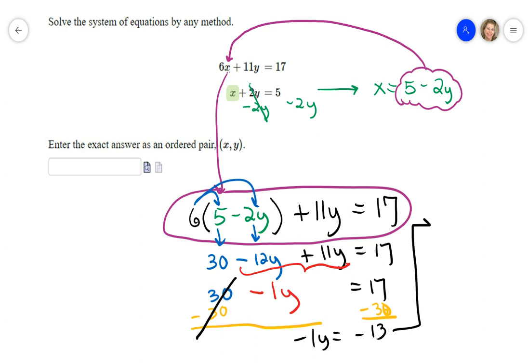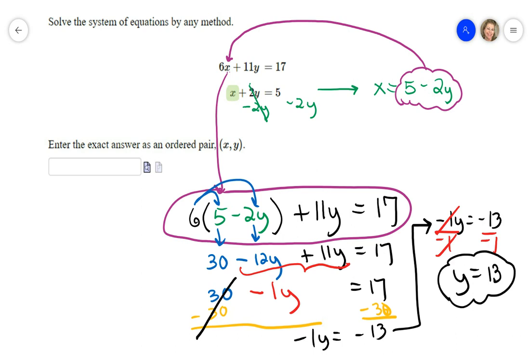Kind of running out of room here. And then take my negative 1y and I'm going to divide off the negative 1. Negative 1 over negative 1 leaves me with a positive 1y. And negative 13 divided by negative 1 is positive 13. So y is equal to 13, that's my y coordinate.